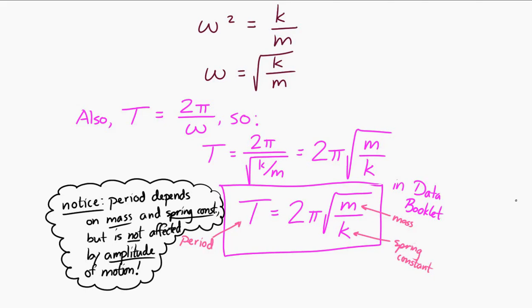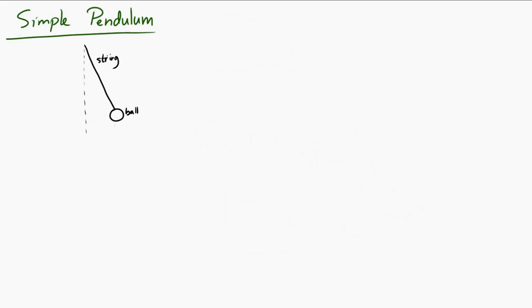Now let's take a look at the simple pendulum. So when I say simple pendulum, all I mean is you have a ball at the end of a string and it goes back and forth like this. So in this situation, let's say we'll call this L, the length of the string. We'll call this theta, that's the angle that the string makes with a vertical line. And if we think about the forces, well, the forces on a ball at the end of the string will be the tension force and the gravitational force.